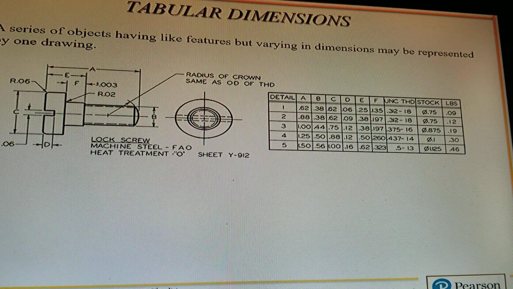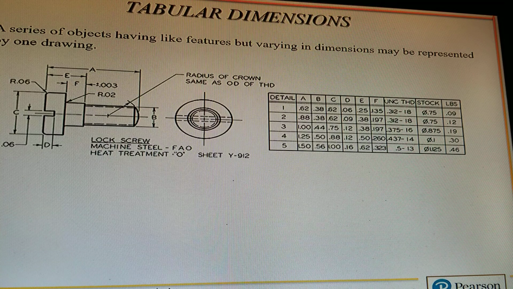And then you have tabular dimensions. This is usually done if you have more than one size. It's the same part, but it's different sizes. So what happens here is that you have a part, or in this case it says detail 1, 2, 3, 4, 5. So you have 5 different sizes of this part, and which part you're going to use determines which dimensions you'll use. Okay.